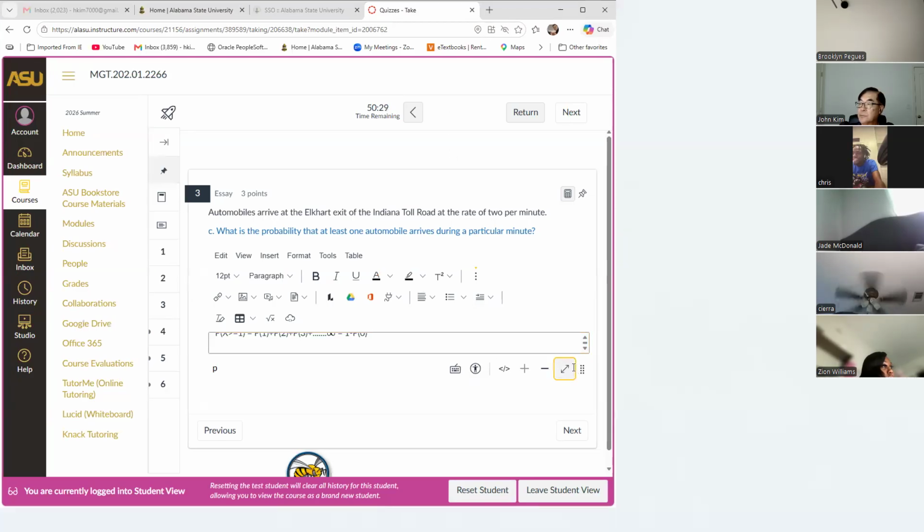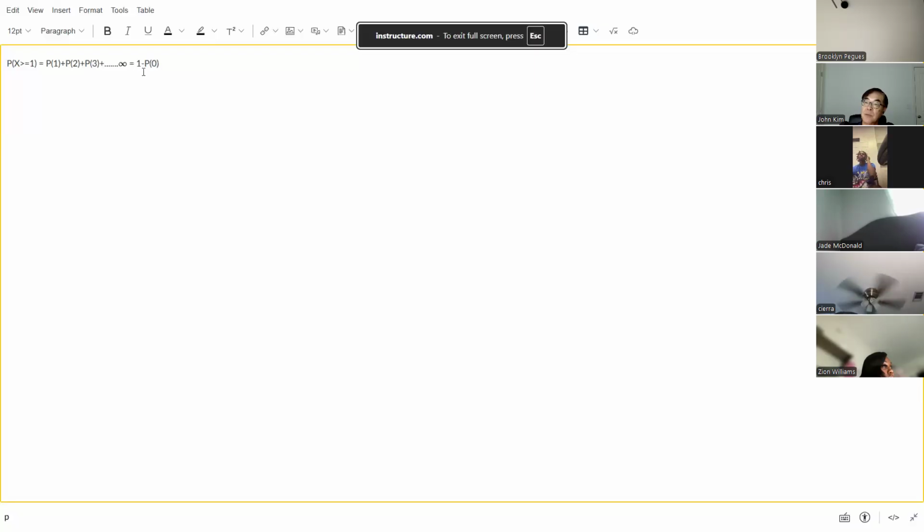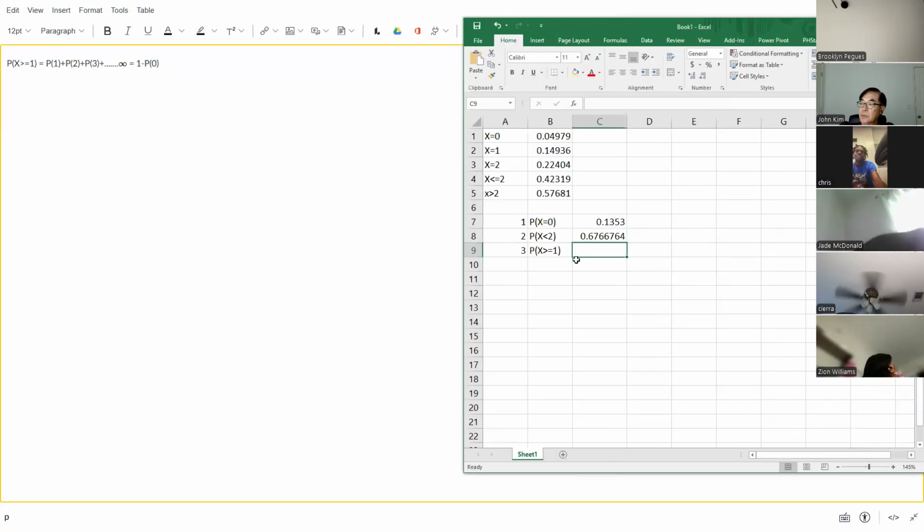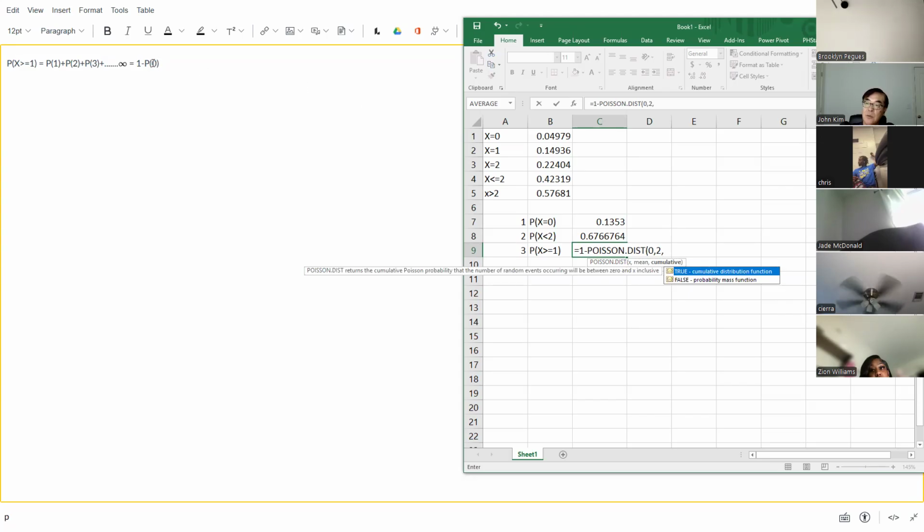Okay, 1 minus p0, right? So it equals 1 minus p0, the probability of 0 in the Poisson distribution. So x equals 0, and given mean is 2. And this is the only single value, so no cumulative, 0.